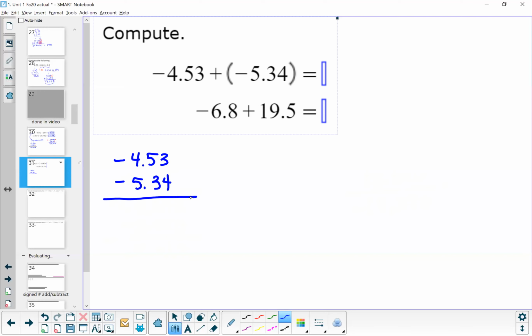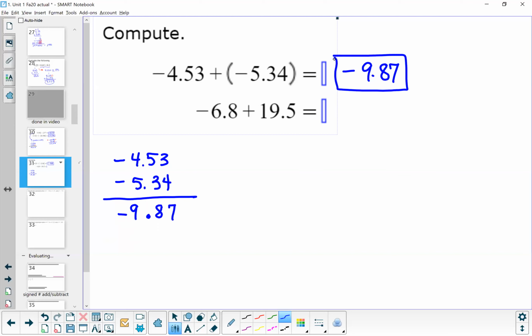Same signs, add them. So 3 and 4 is 7. 5 and 3 is 8. Bring down the decimal point. 5 and 4 is 9. Negative. So the answer for this first one equals negative 9.87.